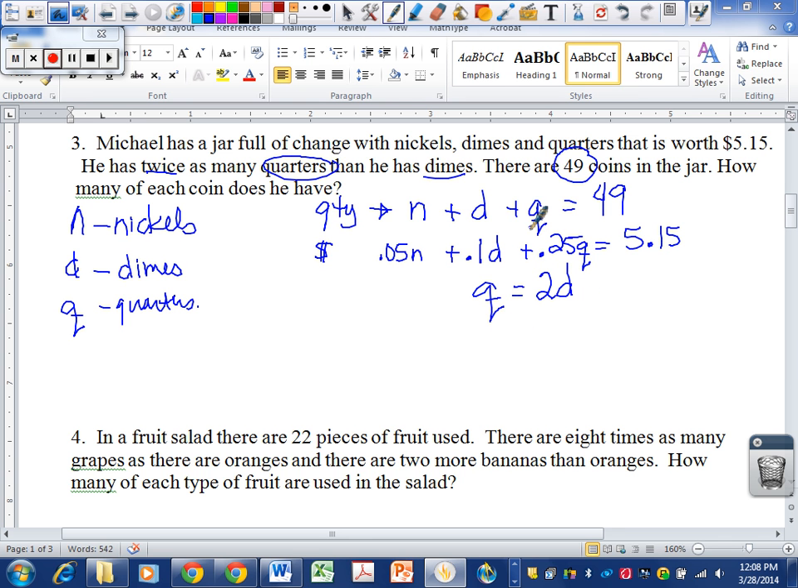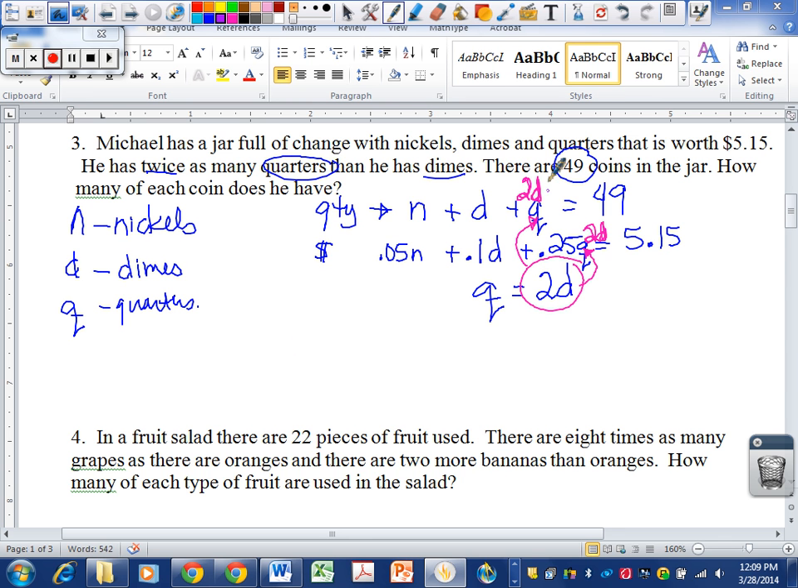What we're going to do is substitute so that we only have 2 variables. Okay, so we're going to take our 2D and put it right here and right there. Is that understandable? You can't solve for 3 variables. Here is a relationship between 2 of them, so I'm going to replace. So now this becomes a 2D here, and this becomes a 2D there. So I get 2 new equations. Are you ready?